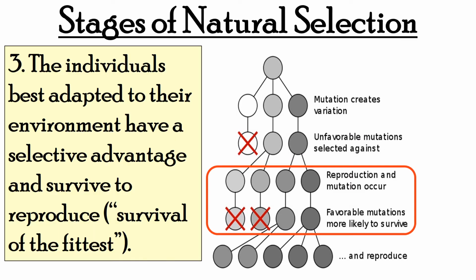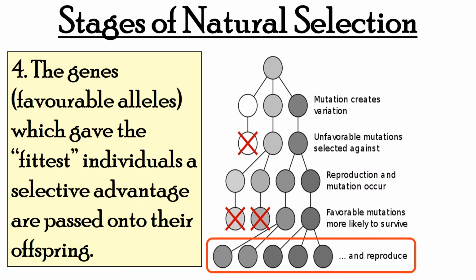So that's number 3. The individuals that are best adapted to their environment have an advantage, so they survive to reproduce, and that is where the phrase survival of the fittest comes from. And then finally, those genes, or the favourable alleles, which gave the fittest individuals the advantage, are then passed on to the offspring, and you're going to have a population which is well adapted to the environment.